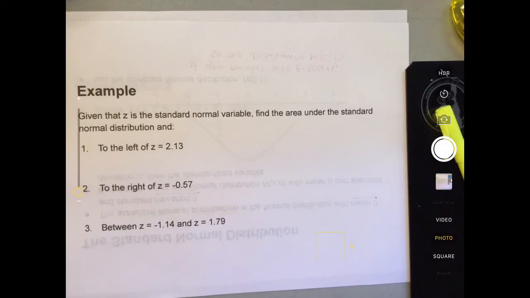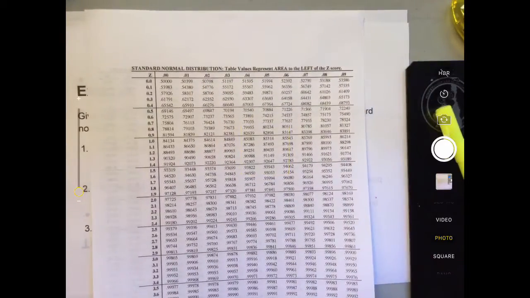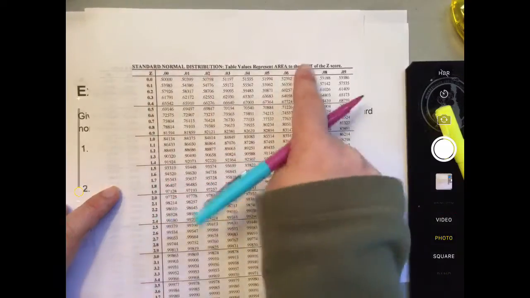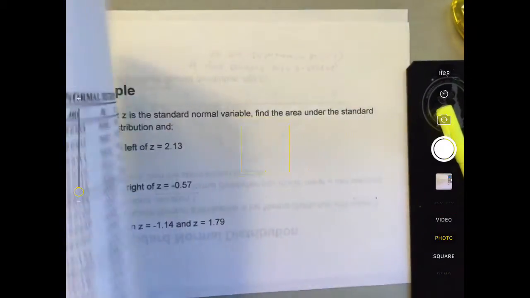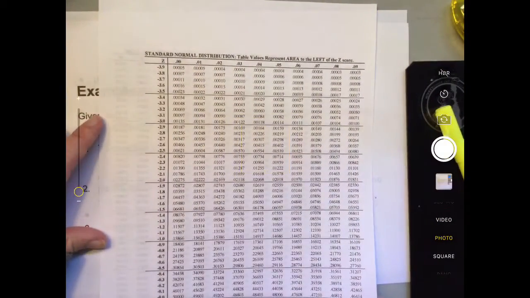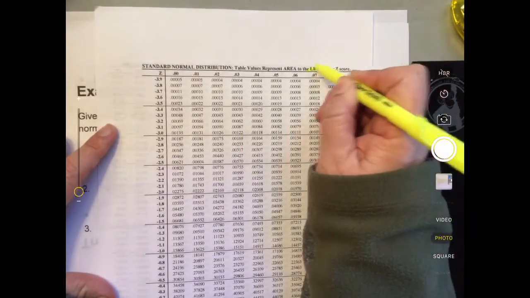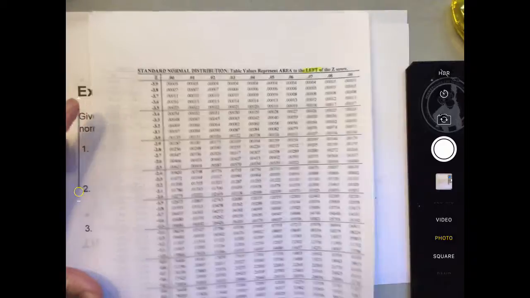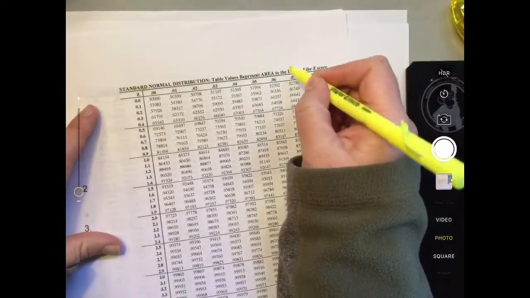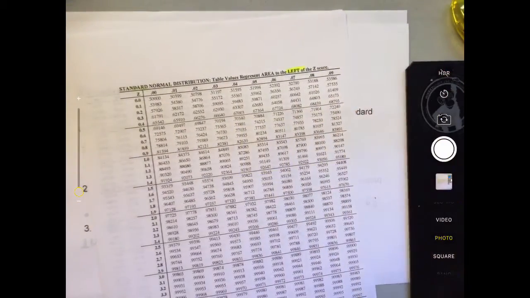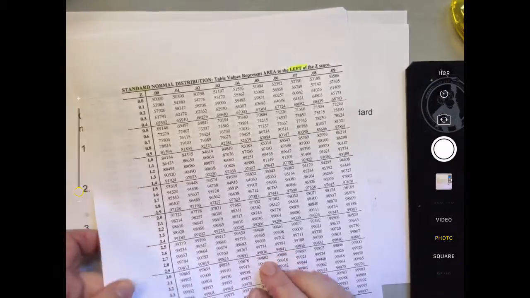So under your resources, I have posted a z-score chart. There are 2 pages, one with positive z-scores, and then on the opposite page, you have negative z-scores. You must remember that all of these give you the area to the left of a particular z-score. So we would just always have to remember that. All right, let's look and see.